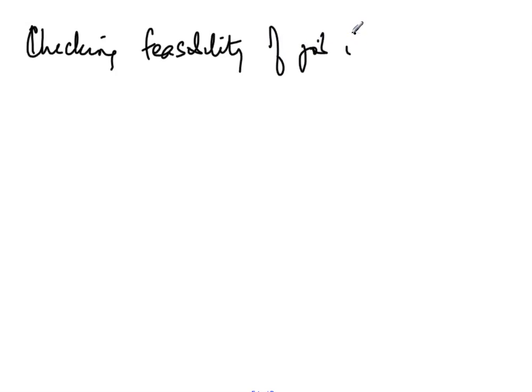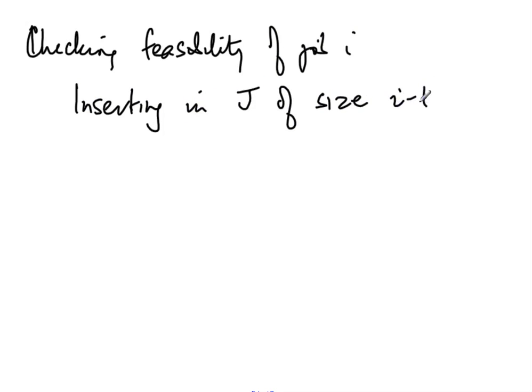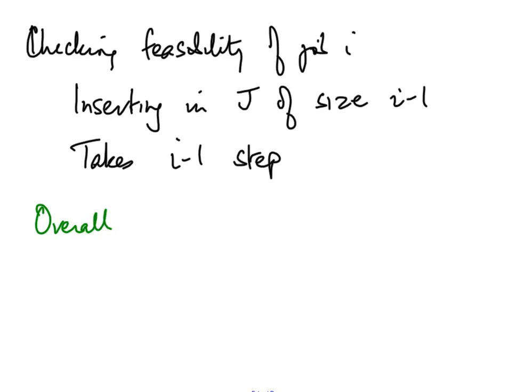checking feasibility of job i involves inserting in J of size i minus 1, and so this takes something like i minus 1 steps, because I have to step through i minus 1 positions before I find the insertion point. So overall, the sequence of inserts is now going to take me 1 plus 2 plus up to n minus 1. So the first step takes no insertions, the second step takes 1 insertion, and so on, and the nth step takes n minus 1 insertions. And this we have seen a long time ago is theta of n squared.